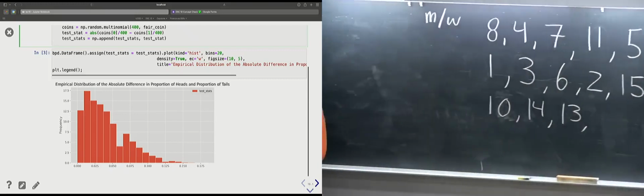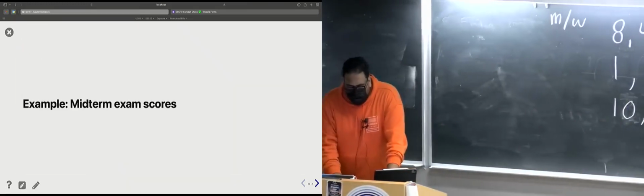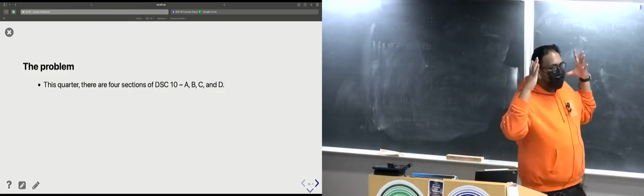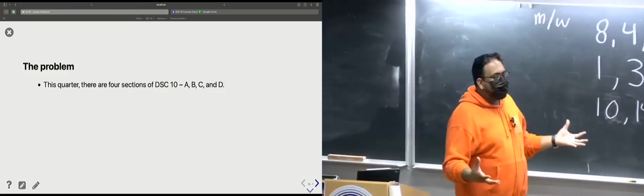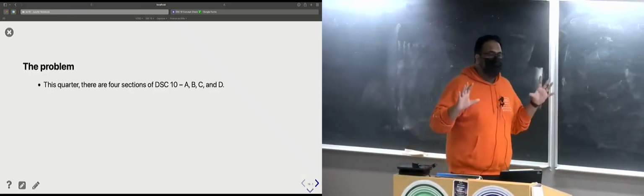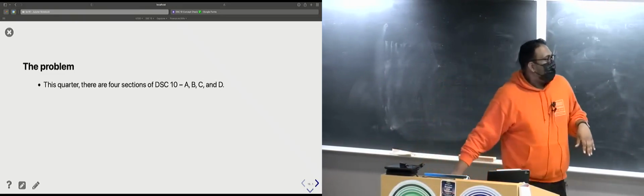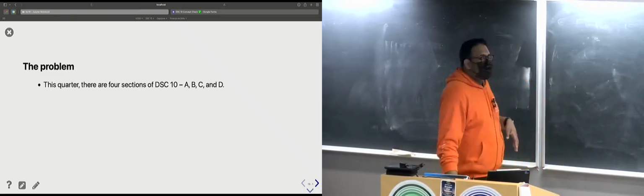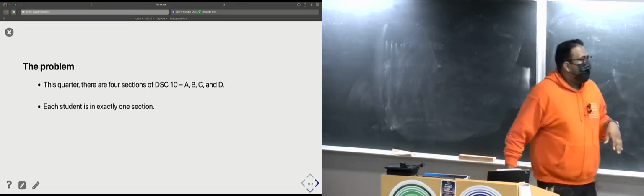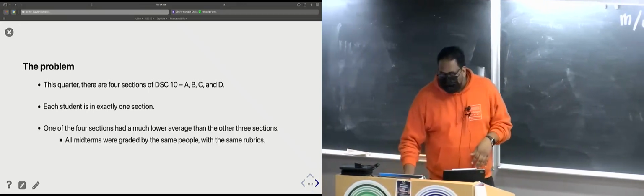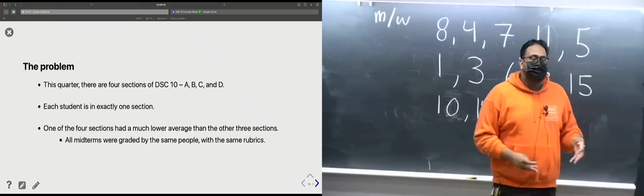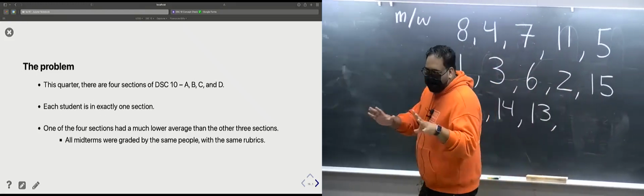Okay, and so the example we're going to look at today involves the midterm scores from this past Friday. This is about as new as the data could get. Okay? Don't scroll ahead in the lecture if you haven't already. Okay? It'll be important. So this quarter, there are 4 sections of DSC 10, A, B, C, and D. Our section, if you don't remember, is C. Each student, as you know, is in exactly one section, and it turns out that one of the 4 sections had a much lower midterm average score than the others. Not going to tell you which one yet. We'll see.